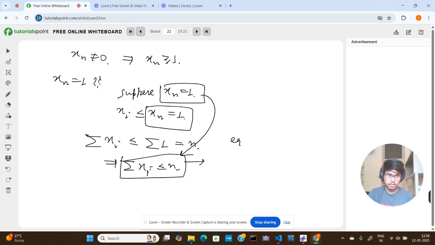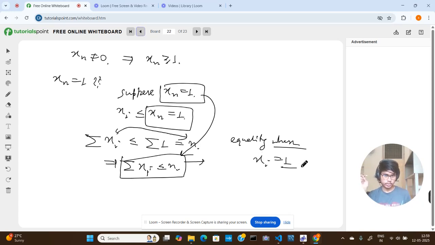What is the equality case? When does equality occur? We had xi less than or equal to 1 and we summed all the inequalities. So equality can only occur when all the xi's are equal to 1. And that will mean all the ai's are equal to 2, in this case where xn is equal to 1.